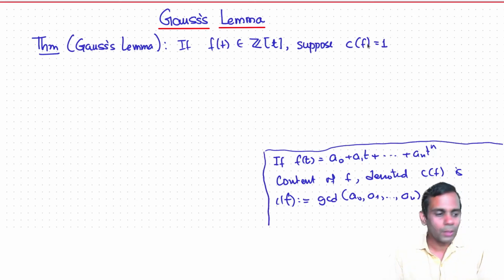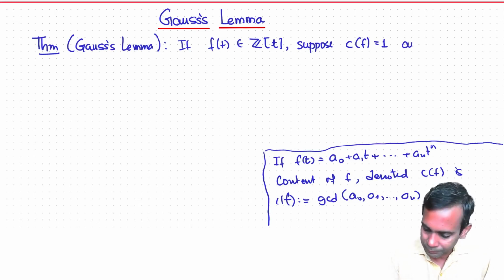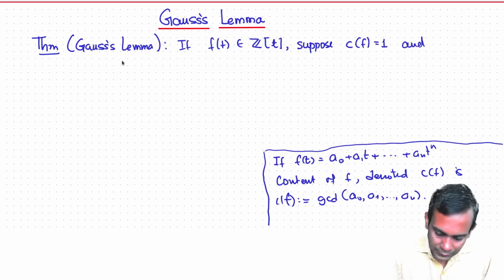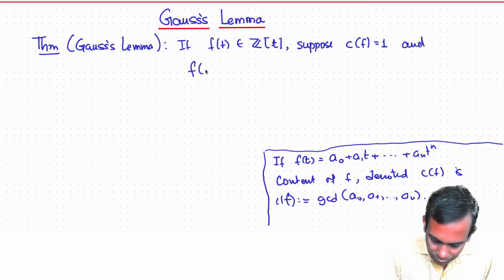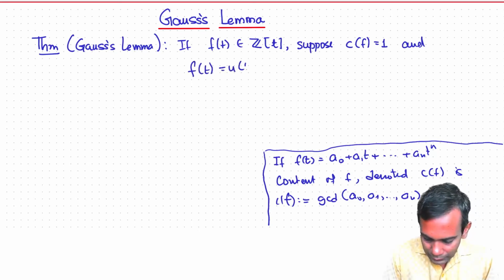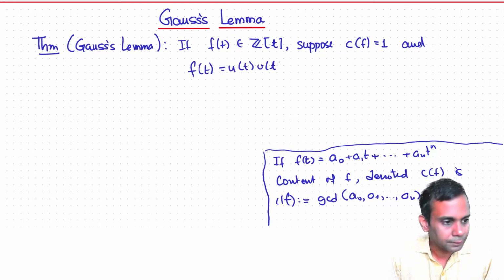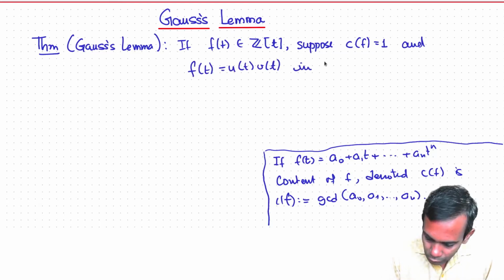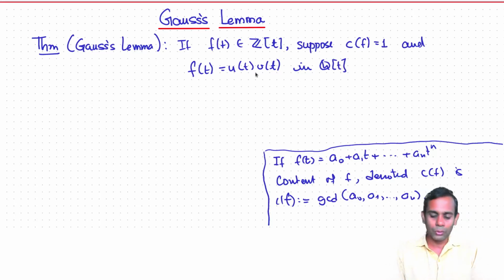So if you have a polynomial with content 1 and we write f(t) as a factorization u(t) times v(t) in Q[t]. So I'm not claiming that u(t) and v(t) have integer coefficients. I'm just saying that u(t) and v(t) are polynomials with rational coefficients. Okay.